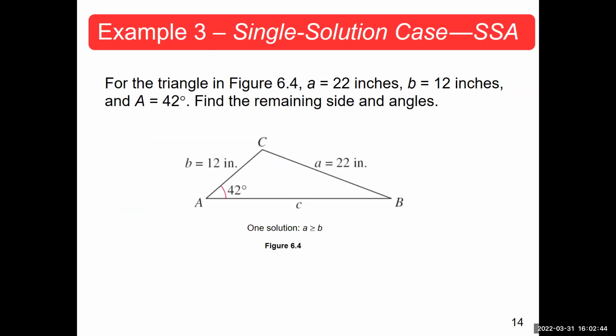Another example. In this example, they give us only one angle. So the first one, 2 angles and an edge. Now we have 2 edges and 1 angle. We have B, 12 inches, A, 22 inches, and A, 42 degrees. At this point, I cannot use 180 minus. I need to find at least one additional angle first before I find the third one. Although the third angle is easy. The second one, it needs work.